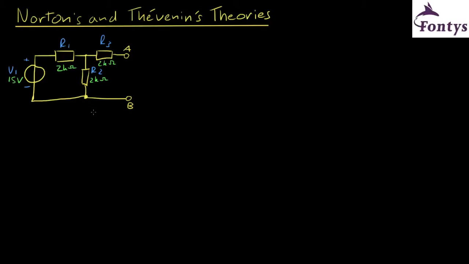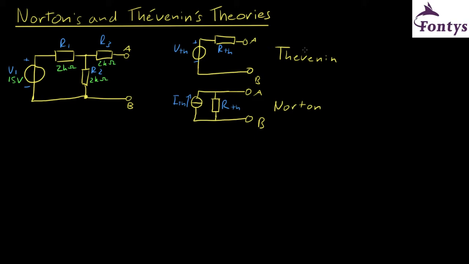Hi, in this video I'm going to tell you about the Norton and Thevenin theories. These theories are about simplifying a linear schematic with one or multiple sources and one or multiple resistors into a simple schematic consisting of just one source and one resistor. These two equivalent circuits look like this. The Thevenin circuit has got one voltage source with a resistor in series, and the Norton equivalent has got a current source with a resistor in parallel.